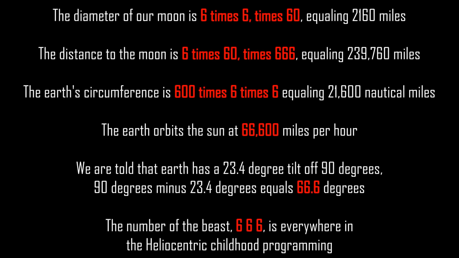The diameter of our moon is 6 times 6 times 60, equaling 2,160 miles. The distance to the moon is 6 times 60 times 666, equaling 239,760 miles. The Earth's circumference is 600 times 6 times 6, equaling 21,600 nautical miles. The Earth orbits the Sun at 66,600 miles per hour. We are told that Earth has a 23.4 degree tilt off 90 degrees. 90 degrees minus 23.4 degrees equals 66.6 degrees. The number of the beast, 666, is everywhere in the heliocentric childhood programming.